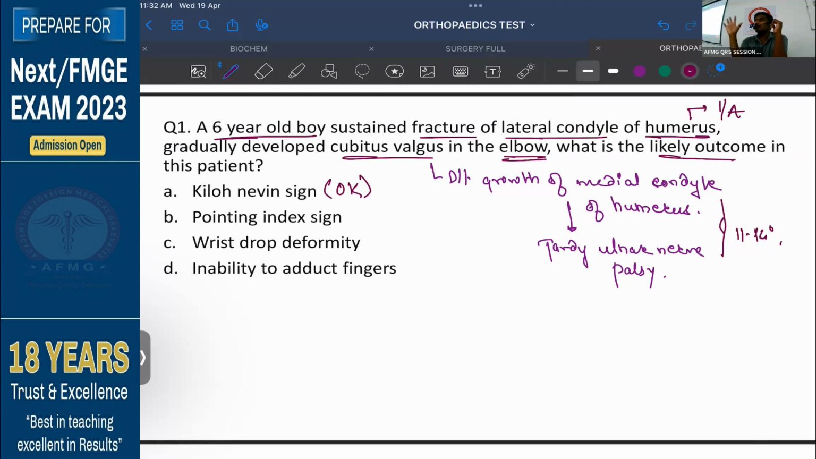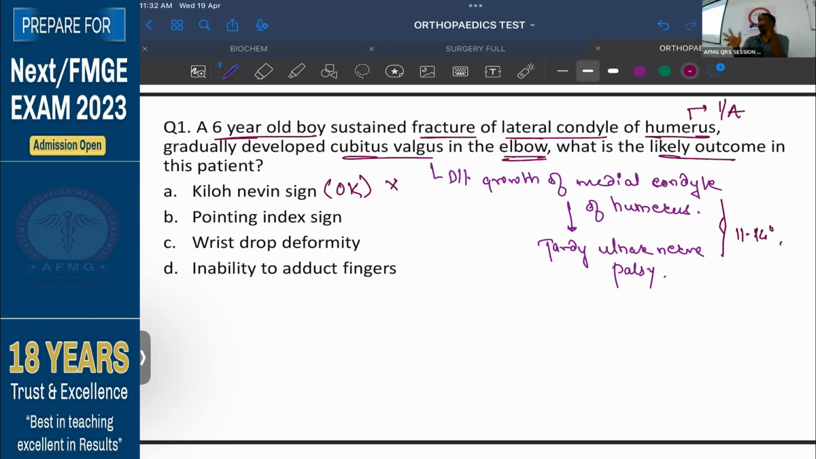So if the median nerve of a patient is injured, will the patient be able to perform this OK sign? No. There would be a weak OK sign. He will not be able to perform this OK sign because these flexor muscles are paralyzed. And therefore, this weak OK sign is also known as Kilo-Nevin sign. It is a feature of what? Median nerve injury. So that's ruled out.